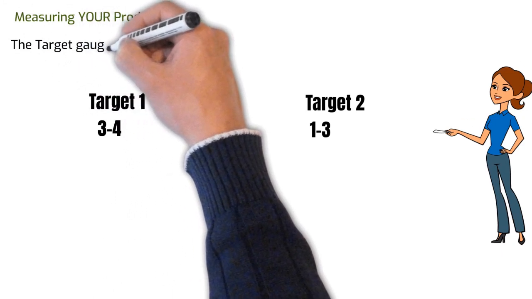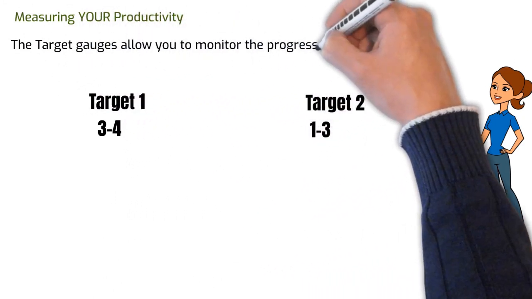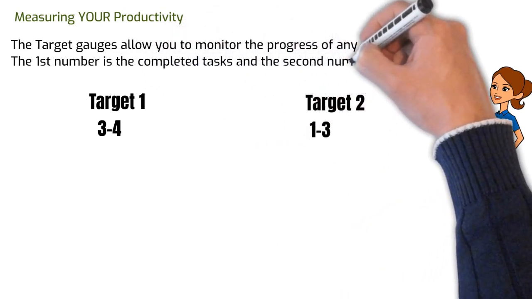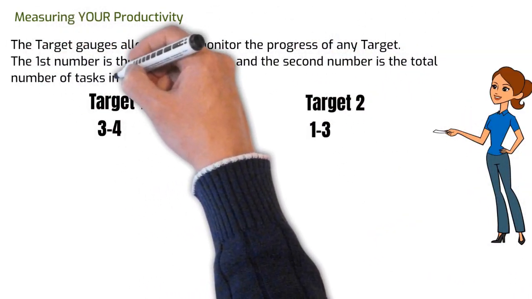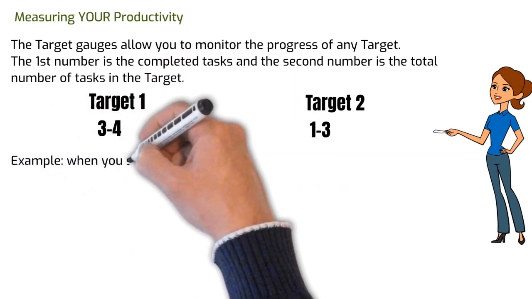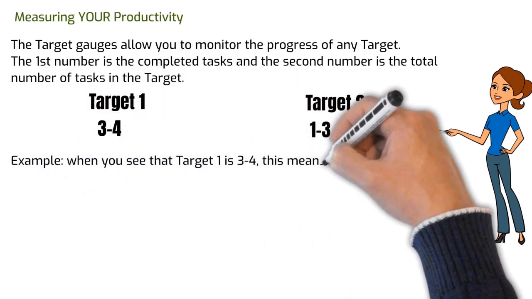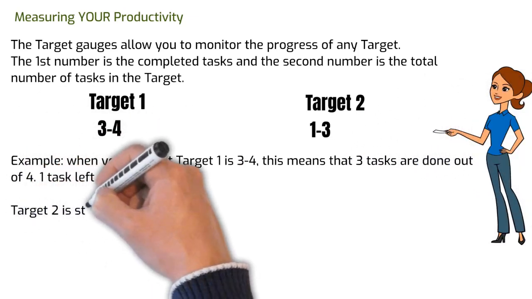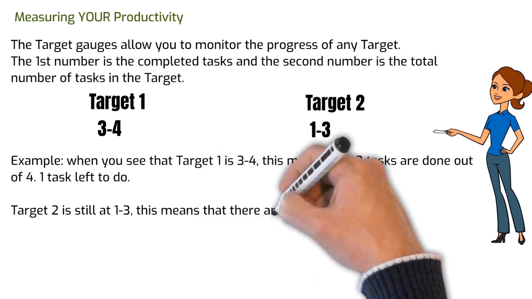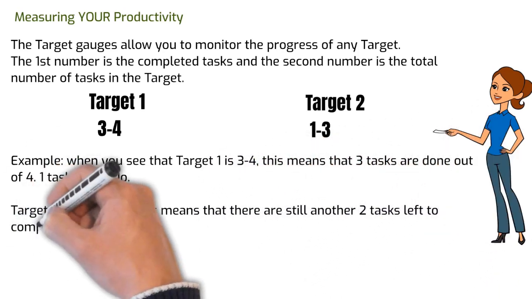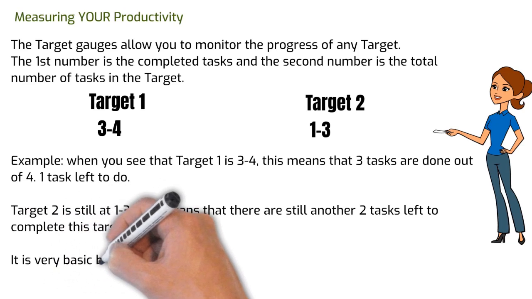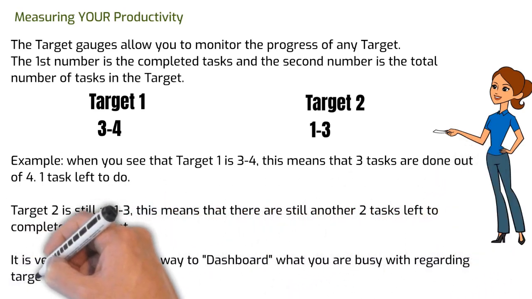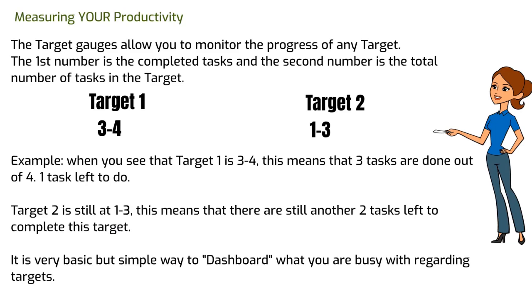The target gauges allow you to monitor the progress of any target. The first number is the completed tasks, and the second number is the total number of tasks in the target. Example, when you see that target 1 is 3-4, this means that 3 tasks are done out of 4, 1 task left to do. Target 2 is still at 1-3. This means that there are still another 2 tasks left to complete this target. It is a very basic but simple way to dashboard what you are busy with regarding targets.